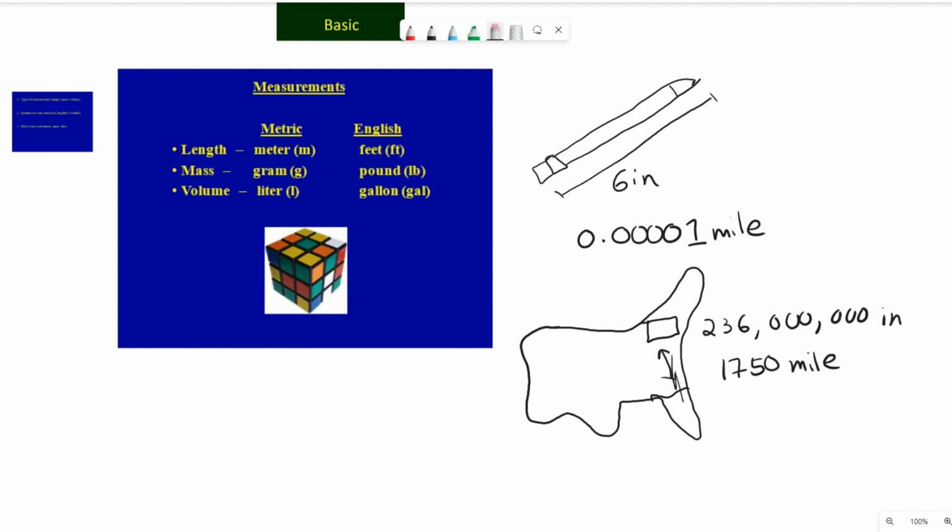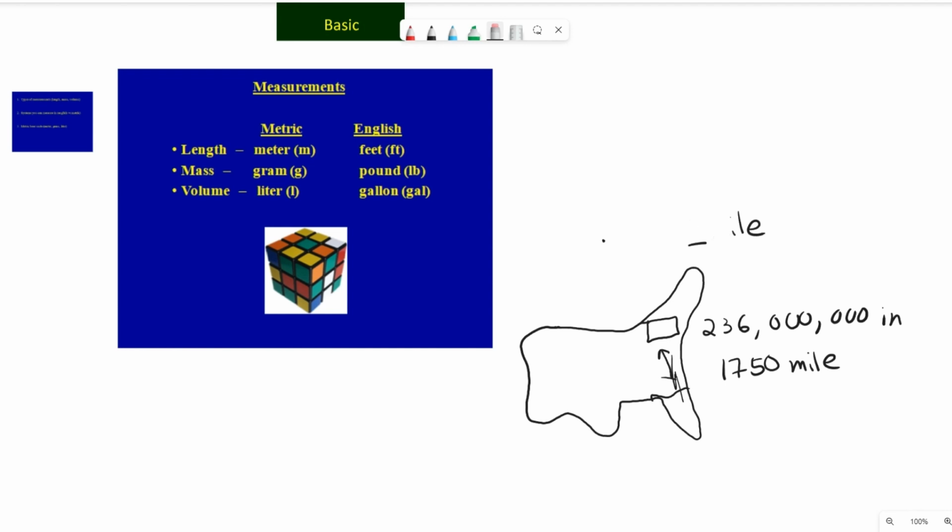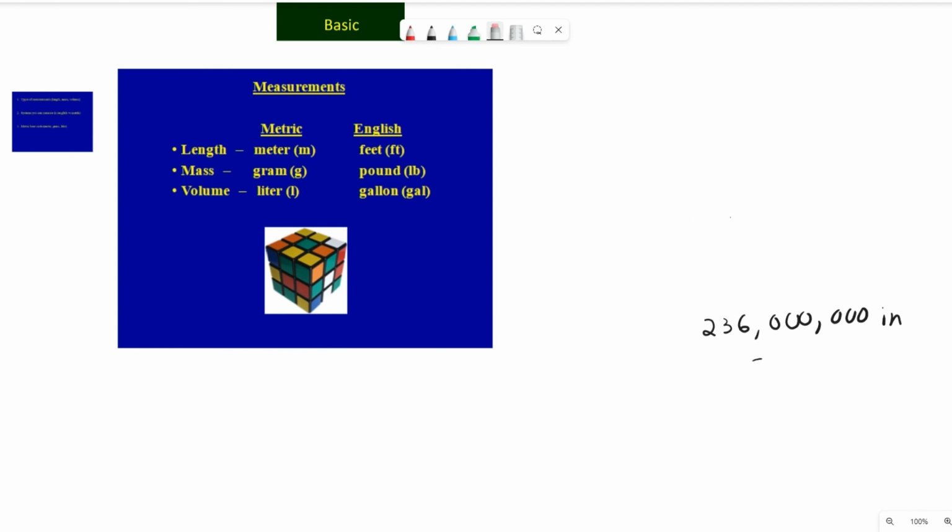So now that we've talked about what you can measure in an object, you can measure its length, its mass, and its volume. And we also talked about how you decide what to use to measure something. You decide based on the size of the object.